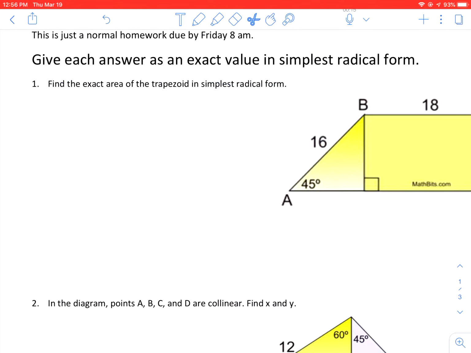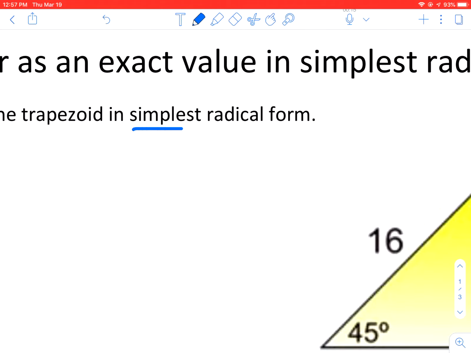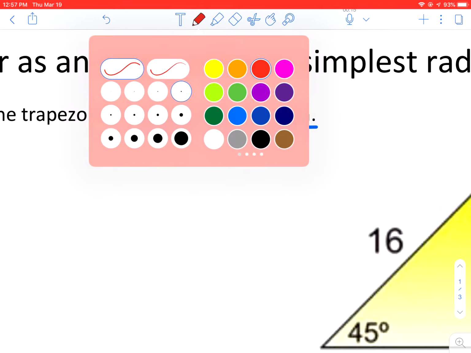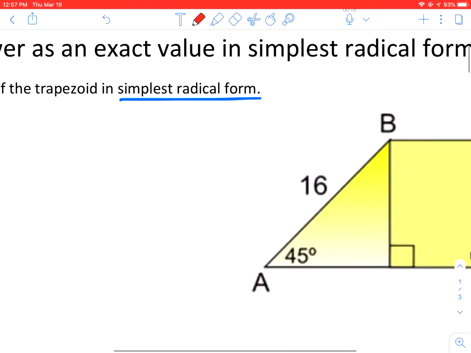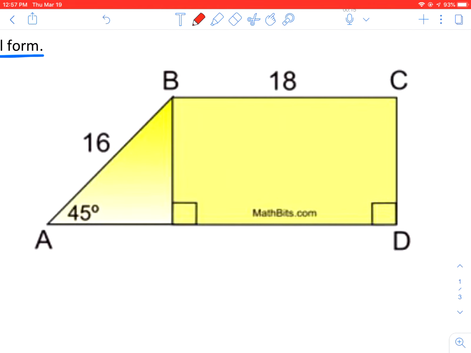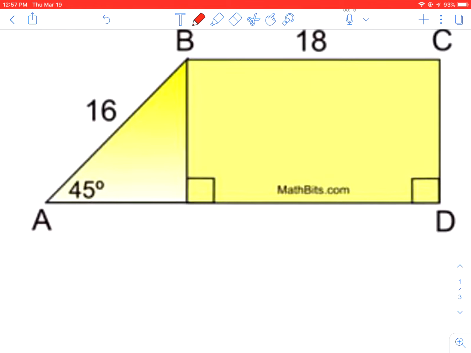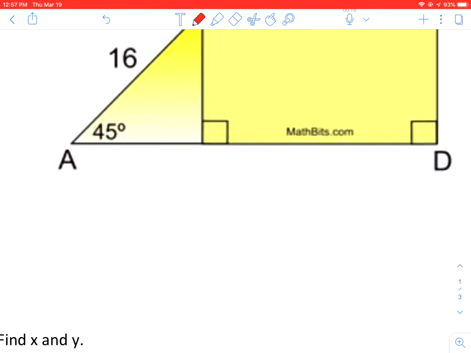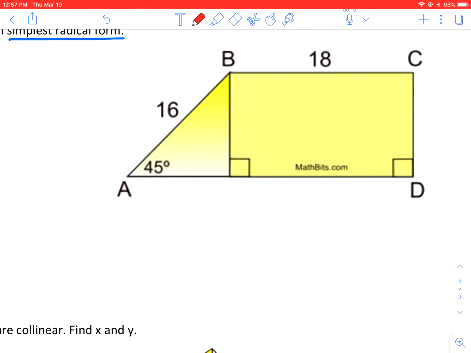Alright, so number 1, find the exact area of the trapezoid in simplest radical form. When it says simplest radical form like this, leave your answer with a radical. You do not want to give me a decimal approximation, no rounding. So, trapezoid, it is a triangle and a rectangle. So I'll find the area of both and add them together.